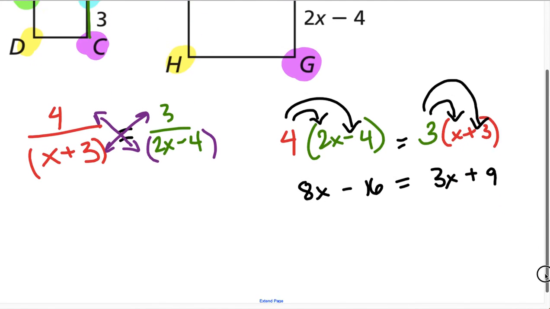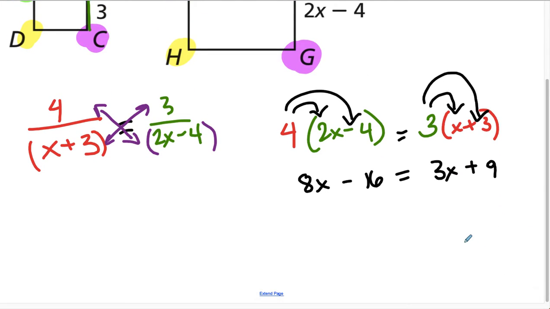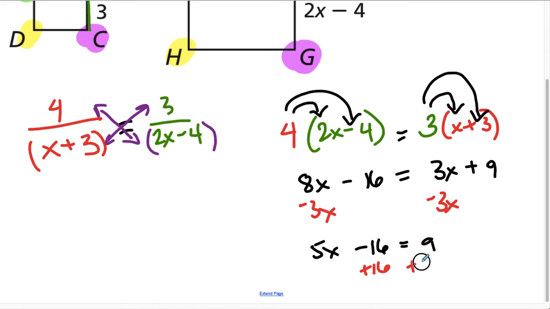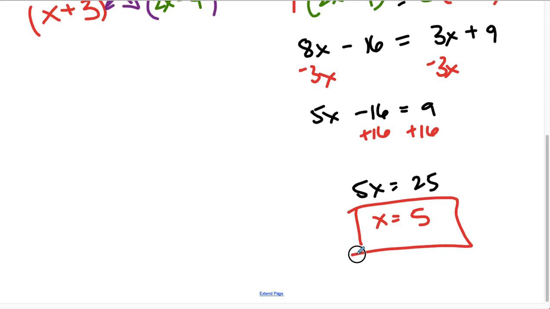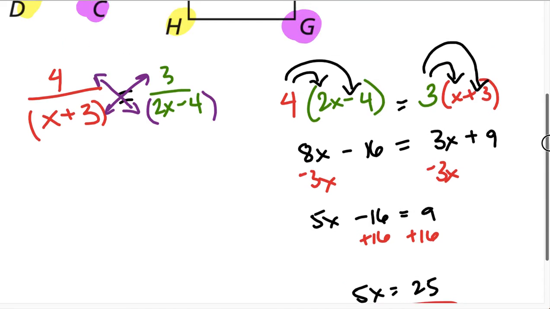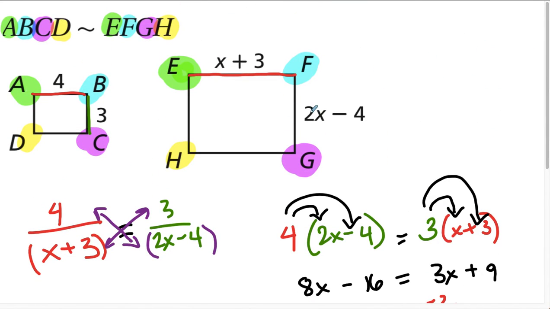And you guessed it, now we're back to algebra 1. So now we're going to move the 3x over to the other side, and that would become 5x minus 16 equals 9. Then we add the 16 to both sides. That gives us 5x equals 25. And then x equals 5. So that is your final answer. That gives us what x is equal to.